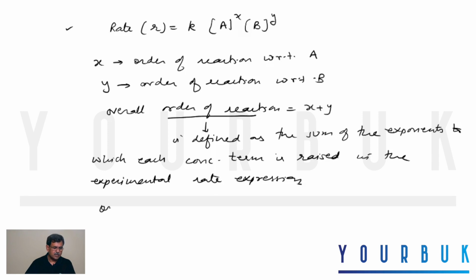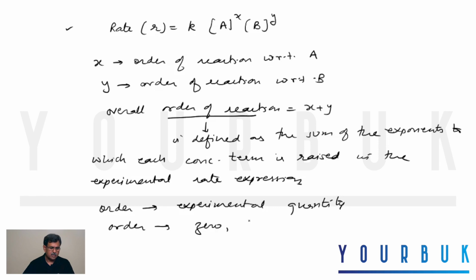And this order is an experimental quantity, and order can be 0, it can be integral 1, 2, 3, or it can be a fraction also.